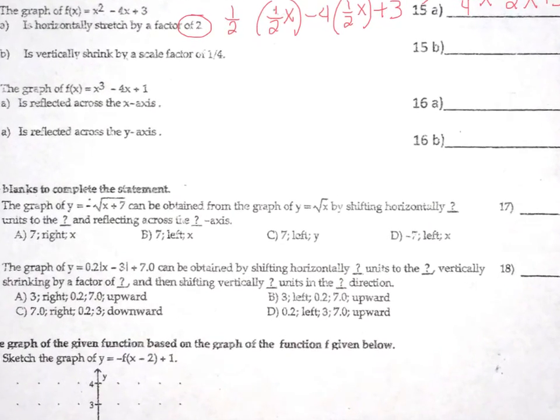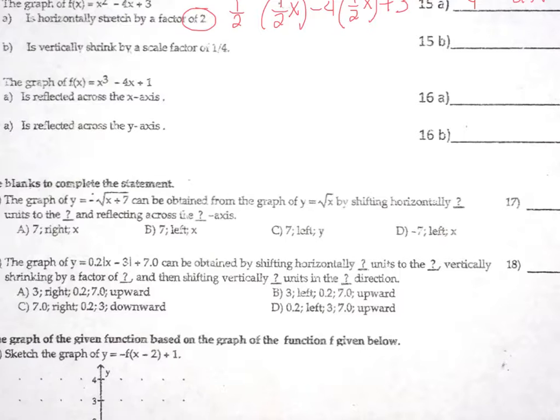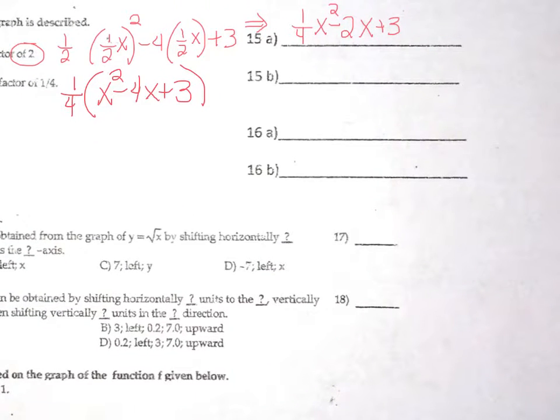On the second one, vertically shrink by a factor of 1/4. Okay, so I just put the 1/4 outside the function. The function is x squared minus 4x plus 3. And then you distribute. When you distribute, you're going to have 1/4 x squared. 1/4 times -4 is -1. So it's -1x or just -x. 1/4 times 3 is 3/4. And that was the answer.